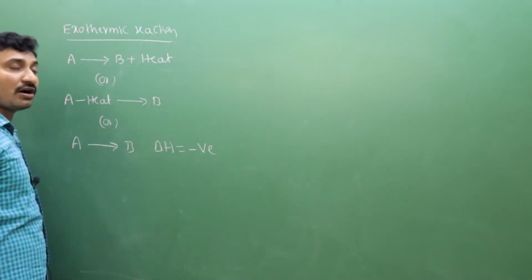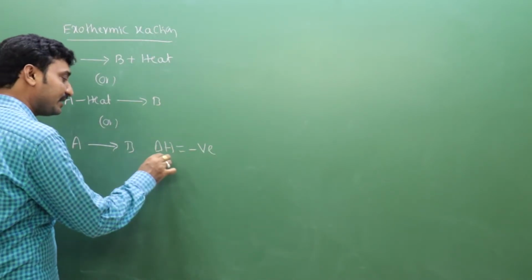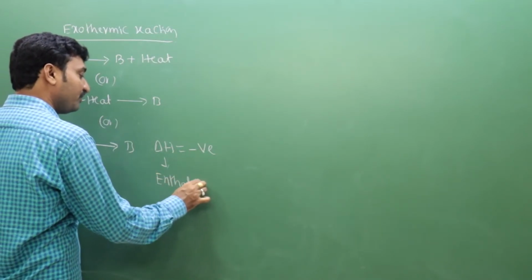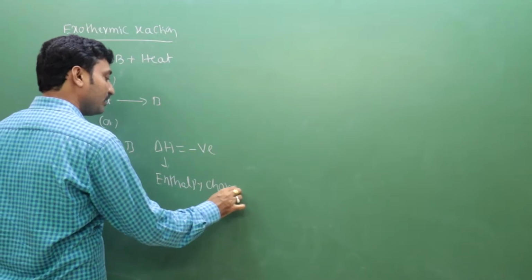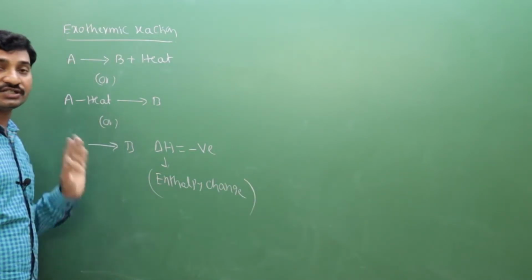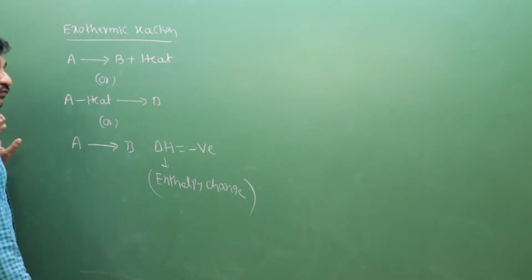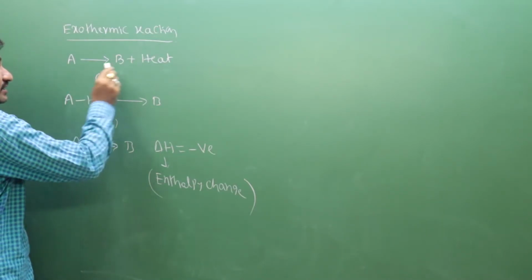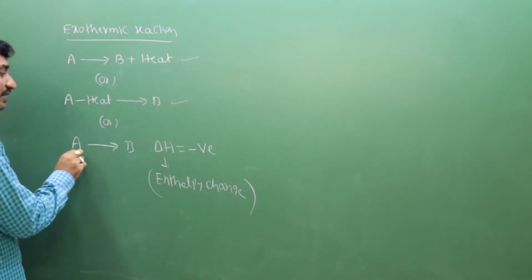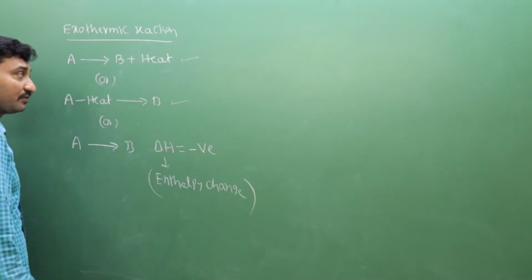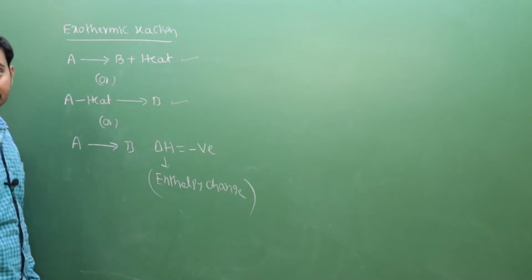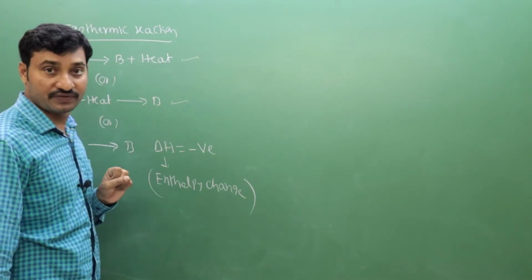This negative sign indicates delta H. Here delta H is the enthalpy change. You will learn in the higher classes what enthalpy is. Delta H is equal to negative. So we can write an exothermic reaction like this or like this. Otherwise, A gives rise to B, delta H is equal to negative. Any of these reactions represents an exothermic reaction.